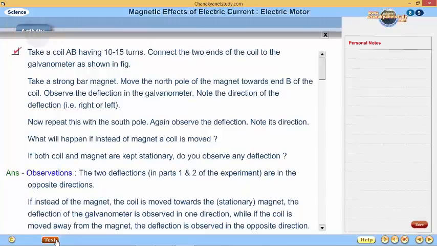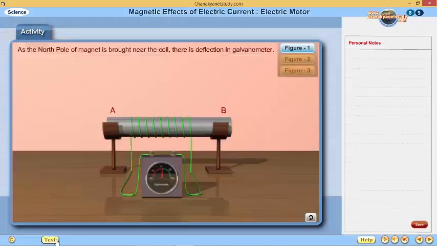Activity. Take a coil AB having 10 to 15 turns. Connect the two ends of the coil to the galvanometer as shown in figure. Take a strong bar magnet. Move the north pole of the magnet towards end B of the coil. Observe the deflection in the galvanometer. Note the direction of the deflection.